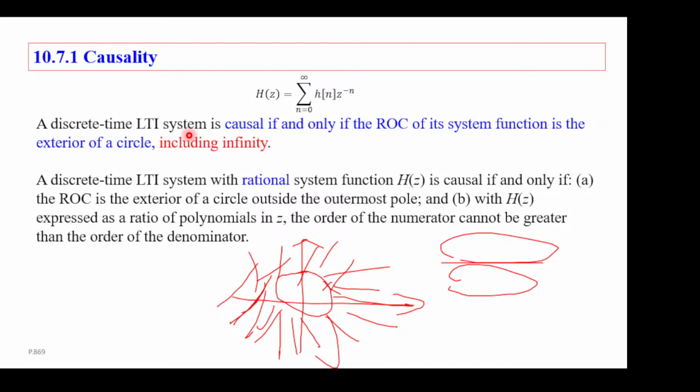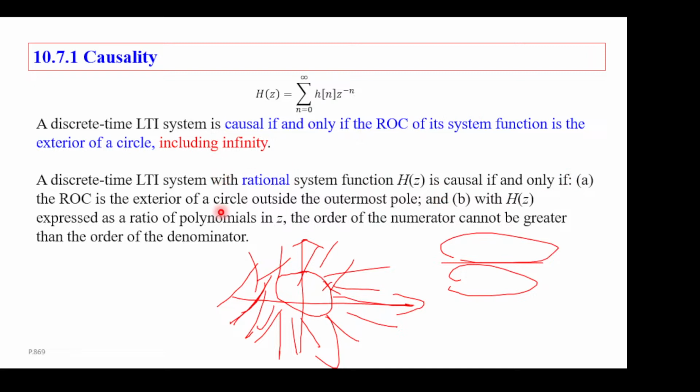And okay, so that's true for every system, but for a rational system we can also turn those two conditions into two other conditions. So the ROC must be the exterior of the almost circle. If we think of our rational function as some polynomial over some polynomial, and also it including infinity, just like the initial value theorem, then including infinity means that this upper polynomial must have smaller or equal power than this lower polynomial when z goes to infinity. So these two conditions turn into these two conditions if you are thinking about a rational system.